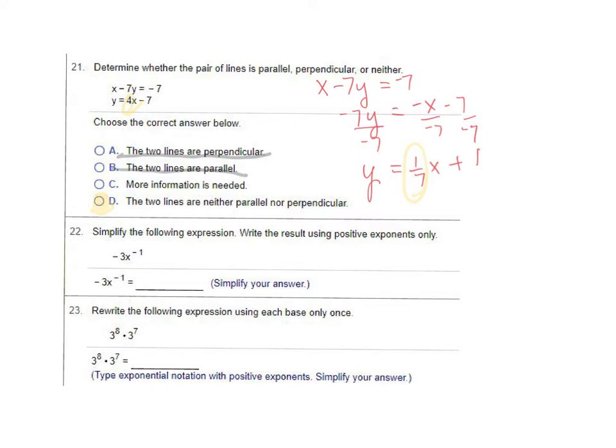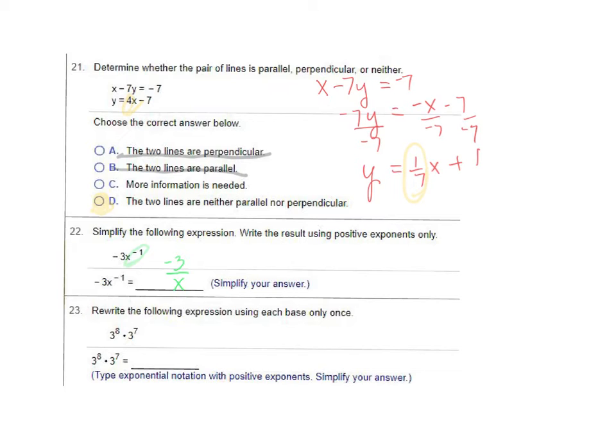The next one here, we see x to the negative 1. We can't have a negative exponent, and so all we need to move is the negative exponent. The negative 3 stays where it is, and the x to the negative 1 switches to the denominator and becomes x to the positive 1. Since the exponent is a positive 1, I no longer need to write it.